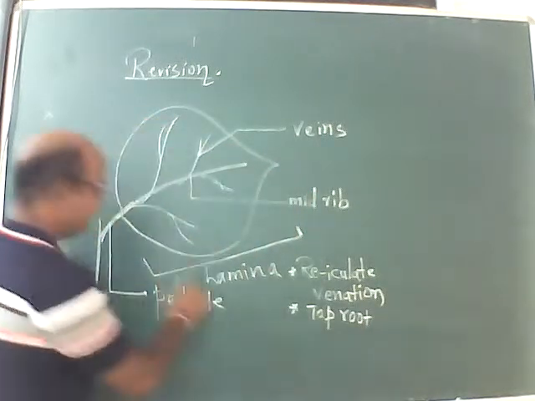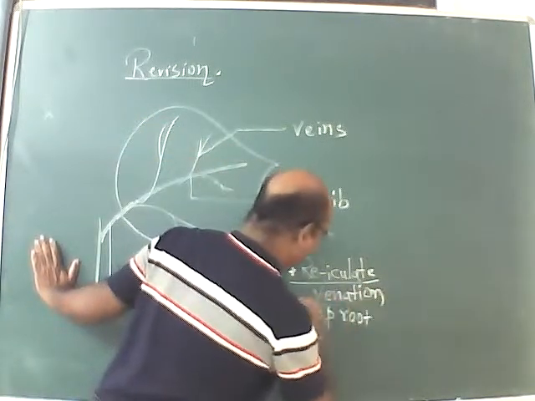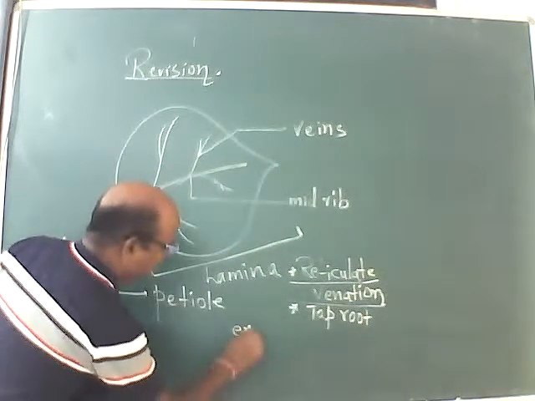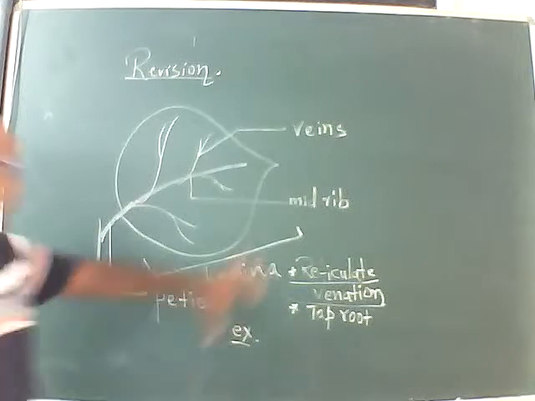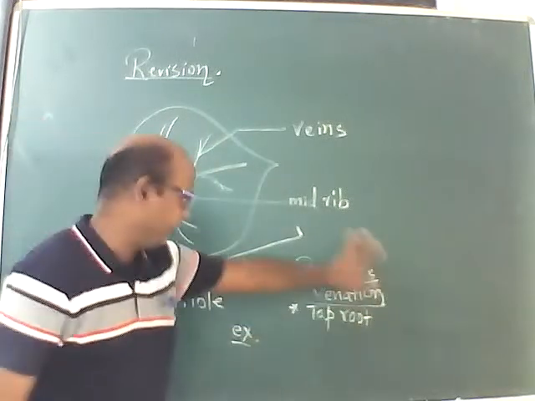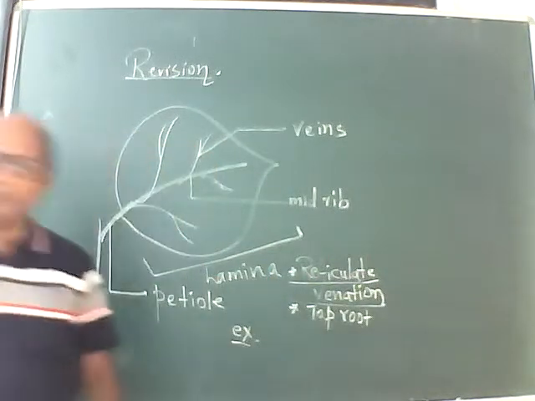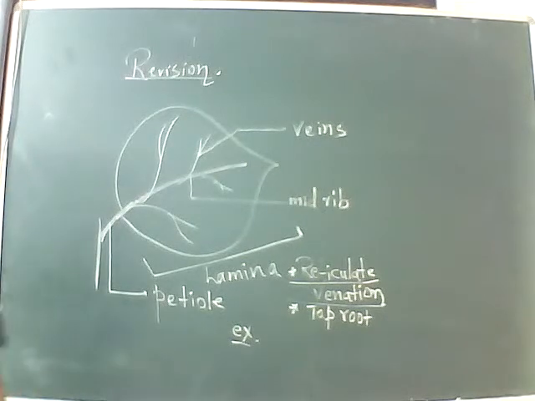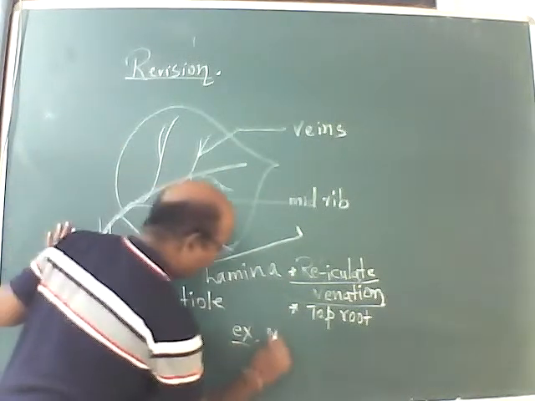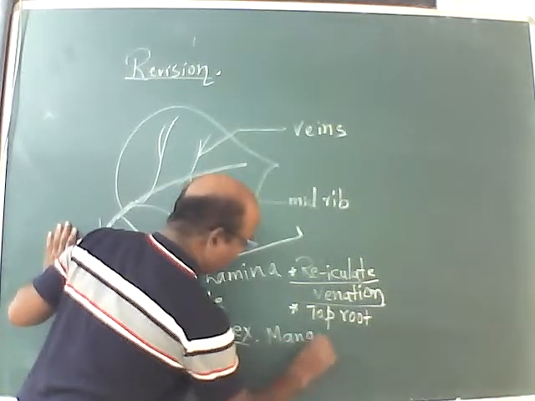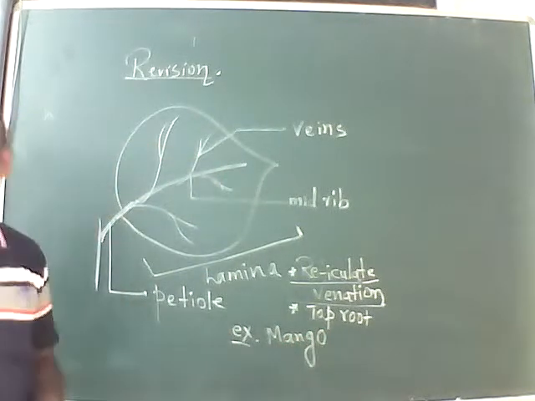Now, give me one example of a plant having reticulate venation and a taproot. Janvi Bhendar, your correct answer. Mango. Mango, neem. Okay. Banyan.